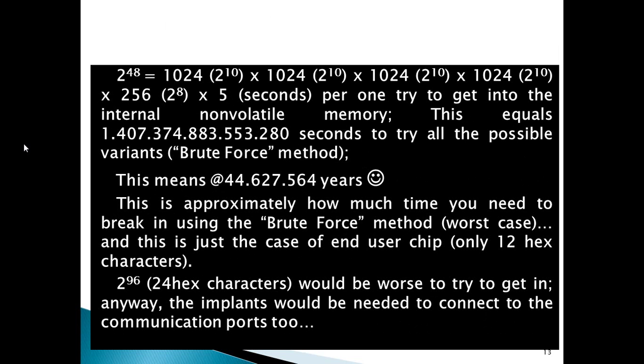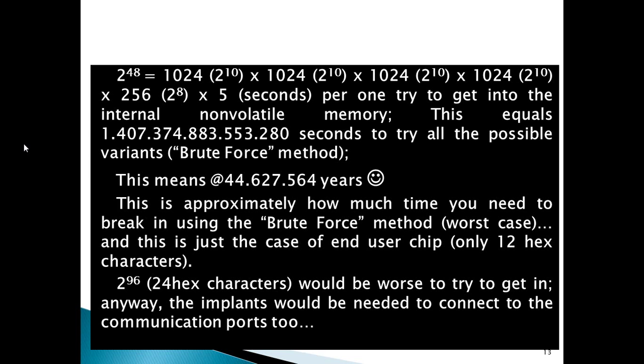2 to the 48th power means 1024 by 1024 by 1024 by 1024 by 256 by 8 seconds per one try to get into the internal non-volatile memory. This equals a huge amount of seconds to try all the possible variants in case of the brute force method. This means about 44 million years. This is approximately how much time you need to break in using the brute force method, the worst case scenario. And this is just the case of the end user chip, only 12 hex characters.